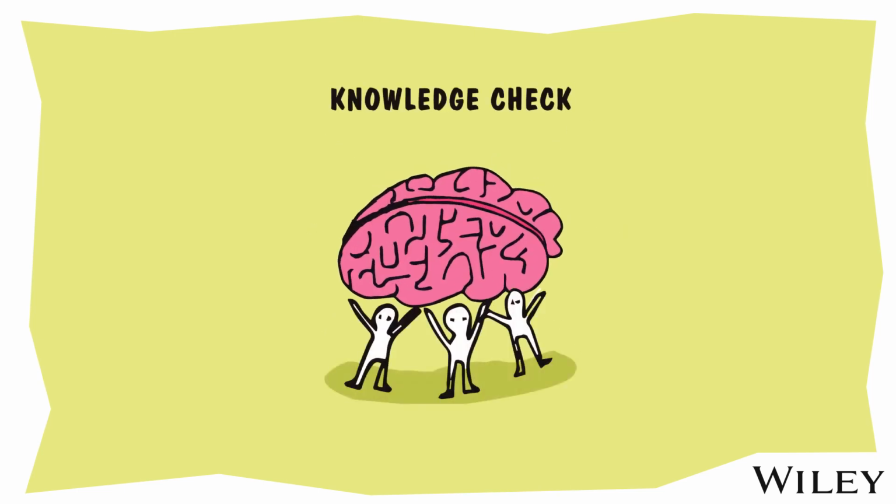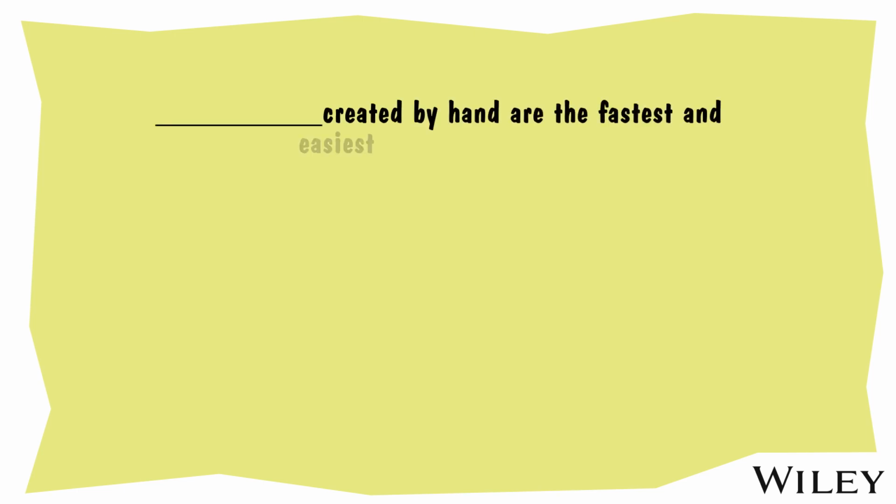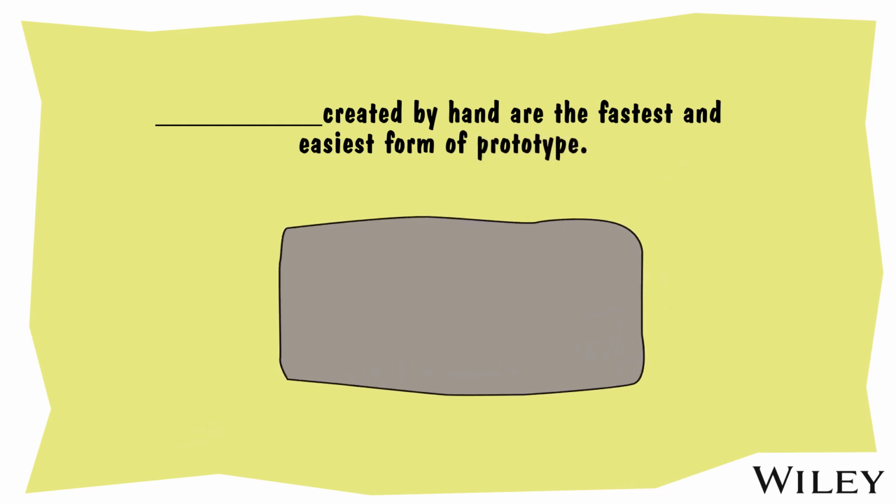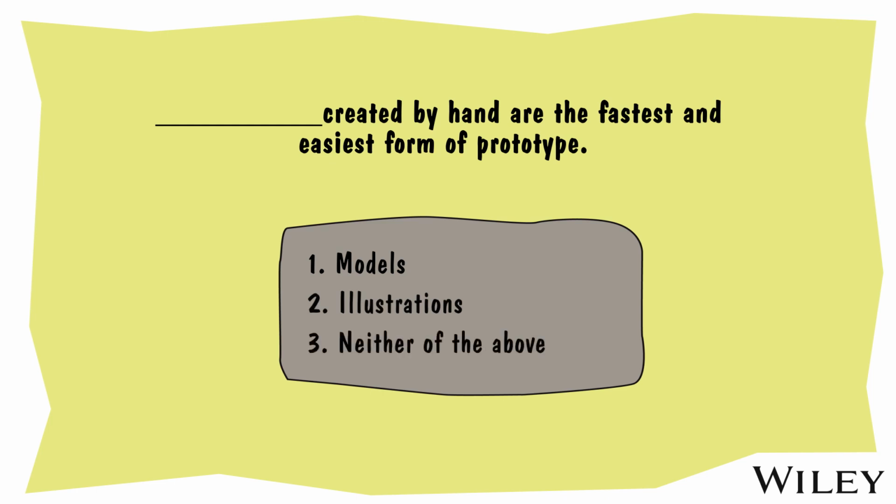Before we end this video, are you ready for a quick knowledge check? Blank created by hand are the fastest and easiest form of prototype. Models. Illustrations. Neither of the above. If you have selected the second option, you are correct. Illustrations created by hand are the fastest and easiest form of prototype.